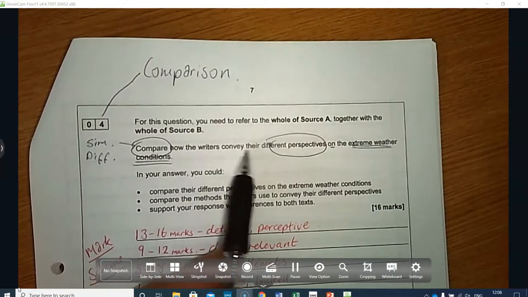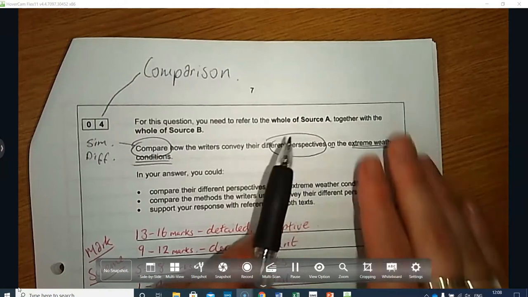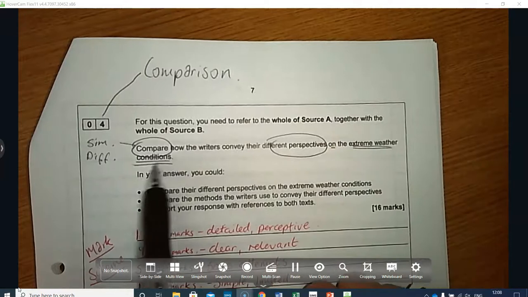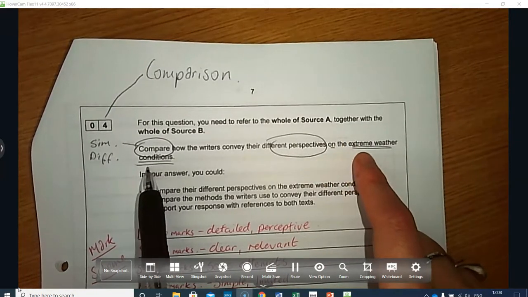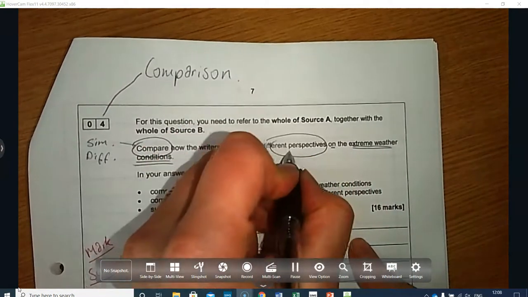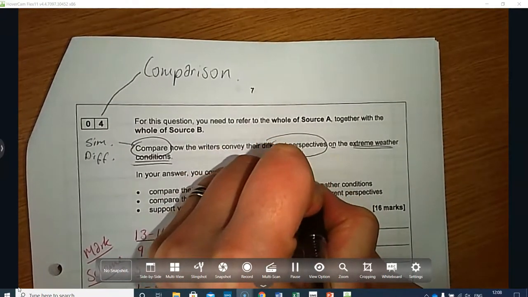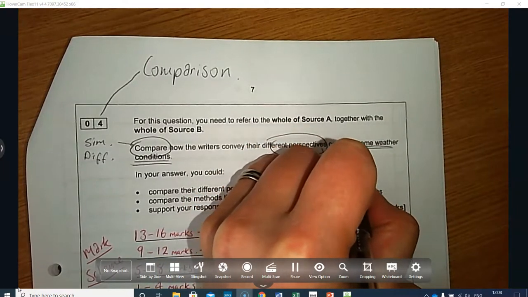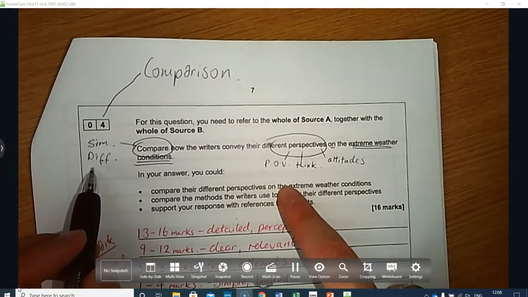Compare how the writers convey their different perspectives on. Now the question will always say that. Compare how the writers convey their different perspectives on, and then it will link to whatever the theme of the texts are. So for these texts, it's extreme weather conditions. But it will always be asking us about perspectives. Now remember, we know that that means point of view. What do the writers think? It means their attitudes. So that's what we're comparing. Do they have similar points of view, or do they have different ones?